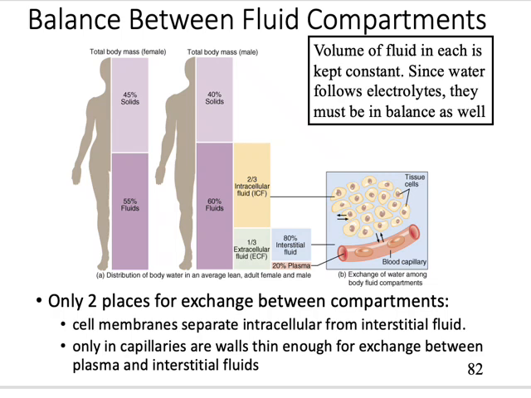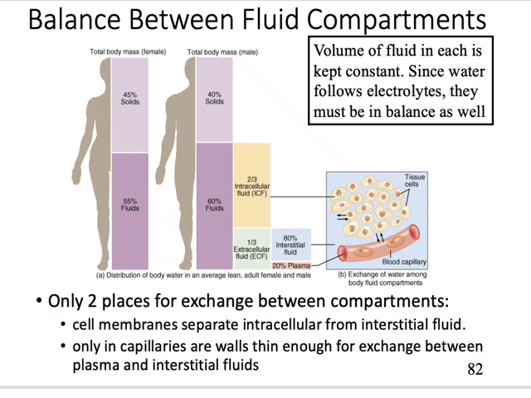So let's take a look at the balance between fluid compartments, the comparison of the extracellular and the intracellular fluid compartments. Now, the volume of fluid in each compartment is actually kept constant. Since water follows electrolytes, they must be balanced as well. There are only two places where exchange actually happens between compartments. The cell membranes separate the intracellular from the interstitial fluid, and only in capillaries are the walls thin enough for exchange between the plasma and interstitial fluids.